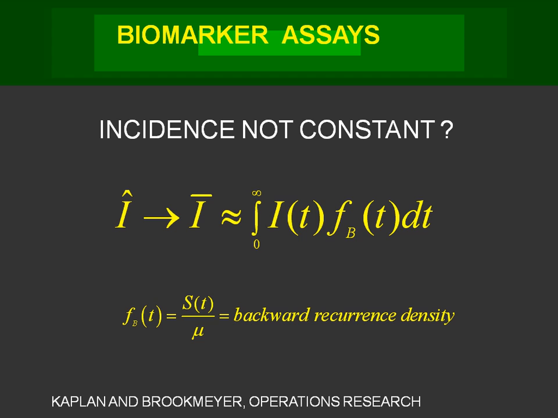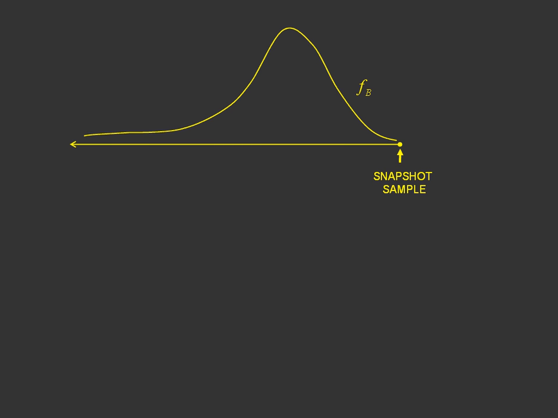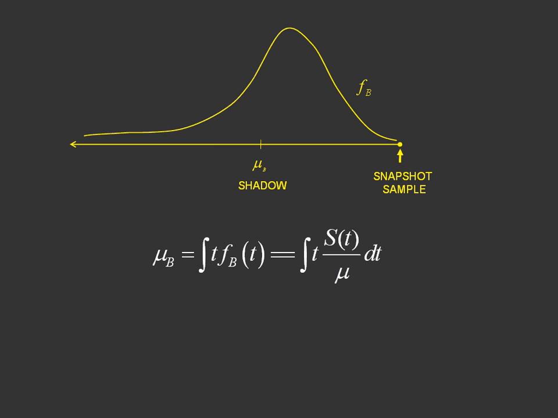So basically here, what's happening is we use this cross-sectional sample. We use this biomarker approach. We think we're estimating incidence here. We're not. What we're doing actually is estimating a time-weighted average into the past, going backwards in time, where this weight function is this backward recurrence density. So I'm looking backwards in time here. Now the mean of that backward recurrence density, I'll call the shadow. So the shadow is the mean of that distribution.